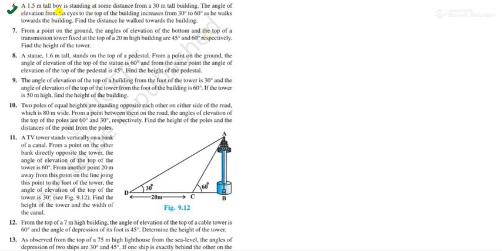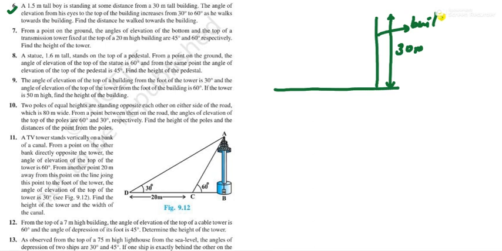A 1.5-meter tall boy is standing at some distance from a 30-meter tall building. So imagine this is again the ground, this is the building. Its total length is how much? Yes, it is 30 meter. It is a building. I will write here. Now a 1.5-meter boy is standing at some distance from the building. So this is the boy, his height is just 1.5 meter. He's standing at some distance, we don't know this distance.